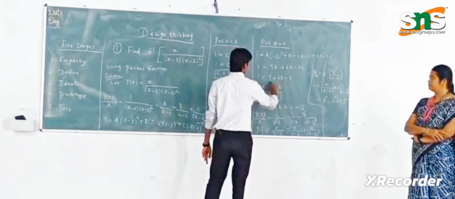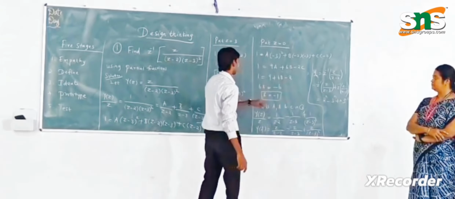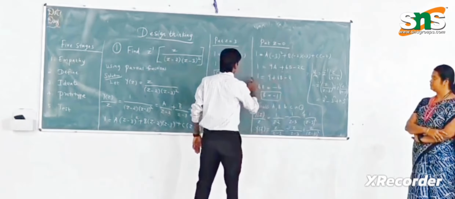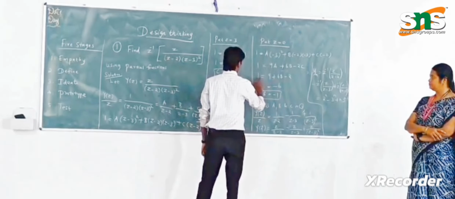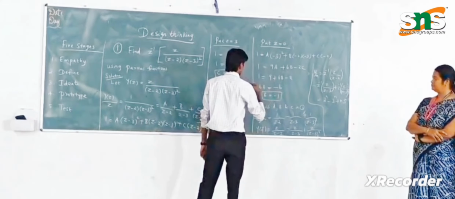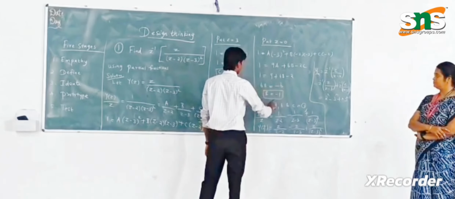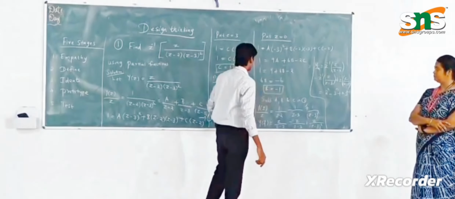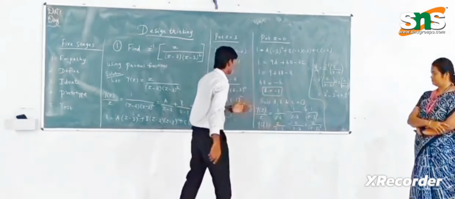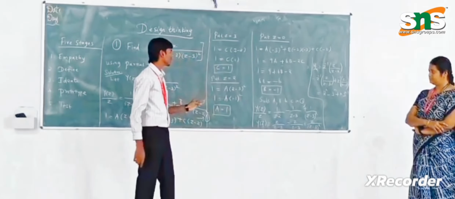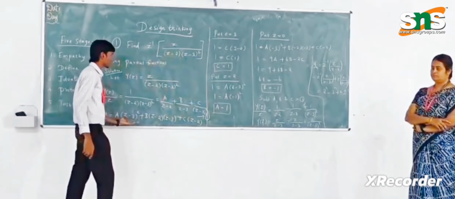Solve the terms 9 and minus 2. We got 7. Then moving 7 from the left-hand side, we get 1 minus 7, which gives minus 6. So 6B equals minus 6, and B equals minus 1. Substitute the A, B and C variables in equation 1.